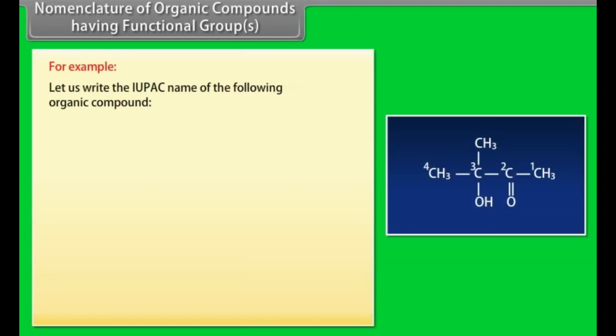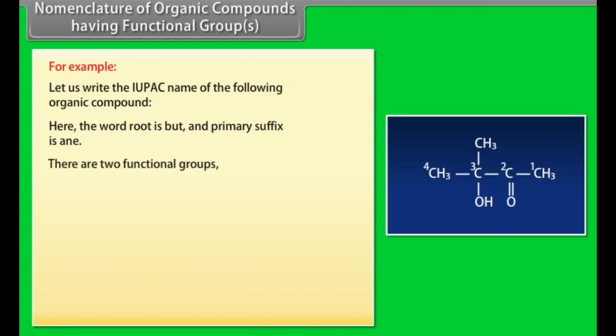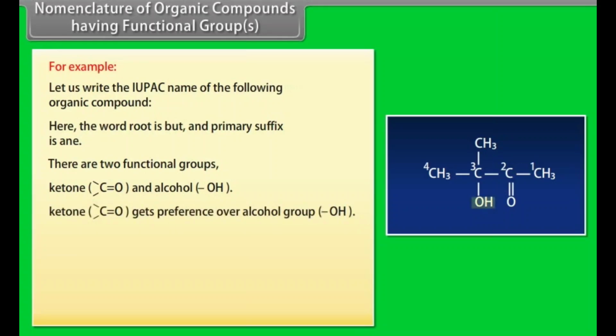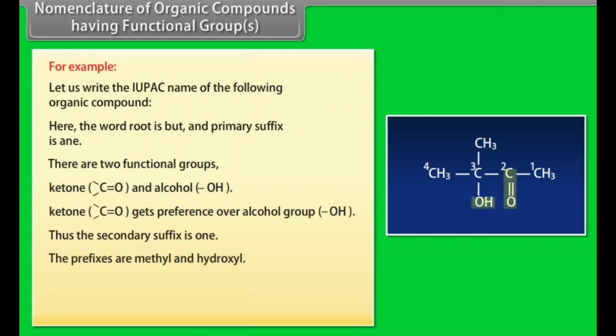For example, let us write the IUPAC name of the following organic compound. Here, the word root is but, and primary suffix is ane. There are two functional groups, ketone and alcohol. Ketone gets preference over alcohol group. Thus, the secondary suffix is one. The prefixes are methyl and hydroxy. Thus, the name is 3-hydroxy-3-methylbutan-2-one.